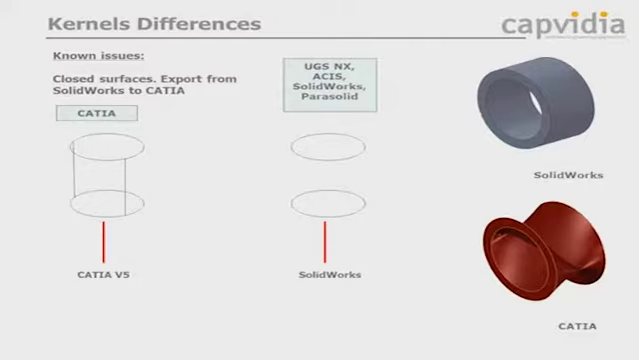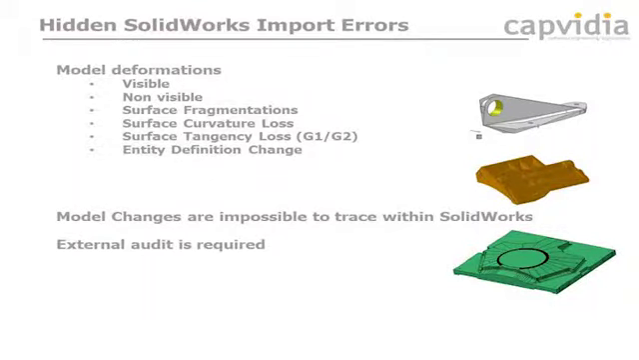Here's a known issue between CATIA and SolidWorks. In CATIA, a cylinder is always represented by two halves. In SolidWorks, for example, it's a single surface. Now, if you don't take this into account when you export this cylinder to CATIA, you can run into some real issues if it's not done correctly. That's just a little bit of background on the different errors and different kernels and why this problem exists.